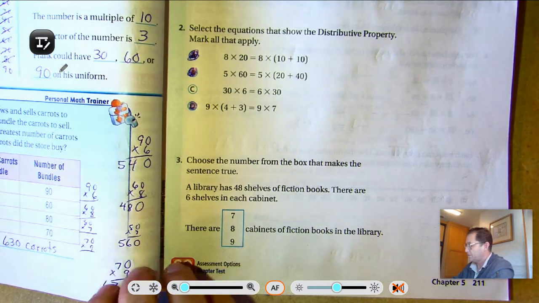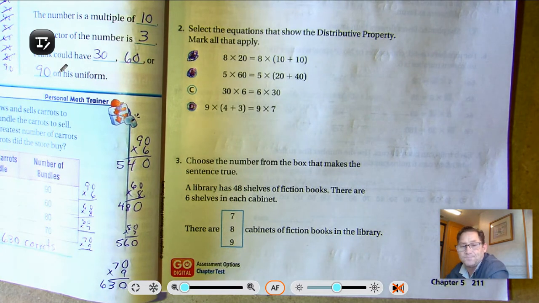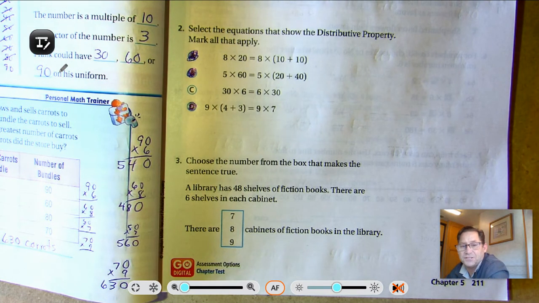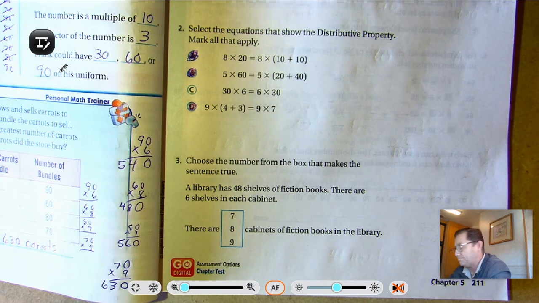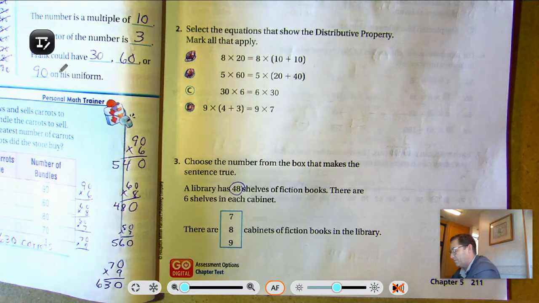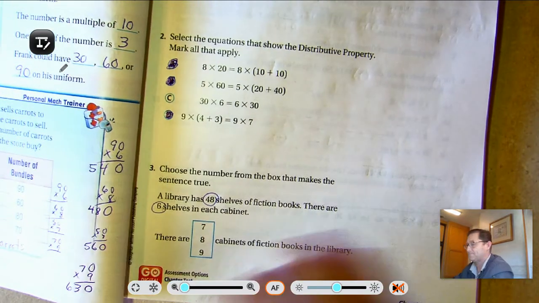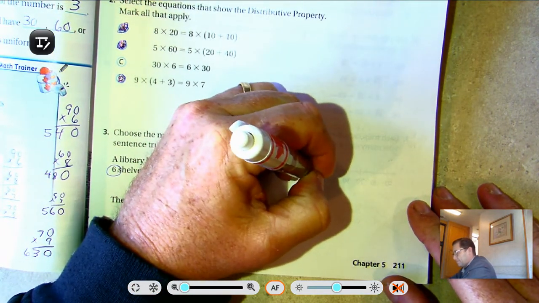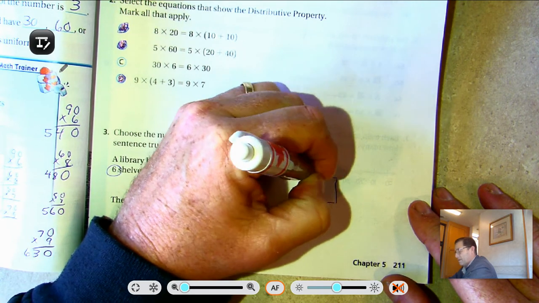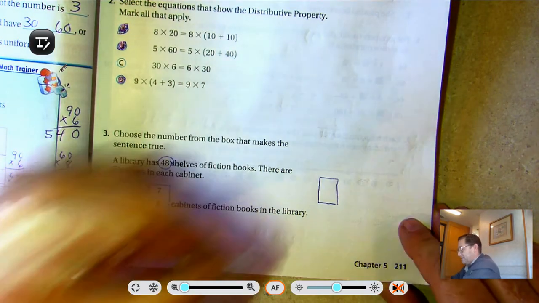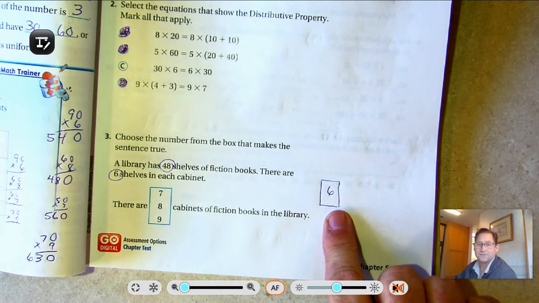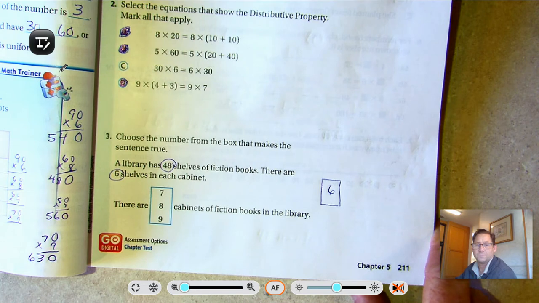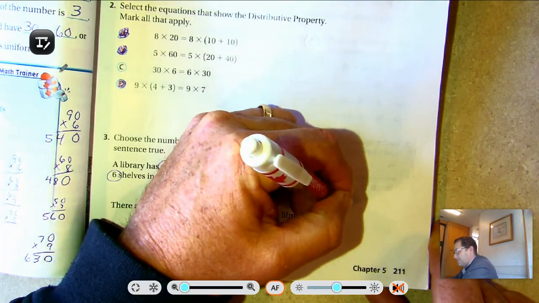Okay, number 3. Choose the number from the box that makes the sentence true. A library has 48 shelves of fiction books. There are 6 shelves in each cabinet. So how many cabinets of fiction books are there? So 48 shelves total, 6 shelves in each cabinet. In a sense, we're looking at a cabinet like this, and there's 6 shelves. So we need to have how many cabinets to equal 48? Well, we can just keep adding 6's, right?